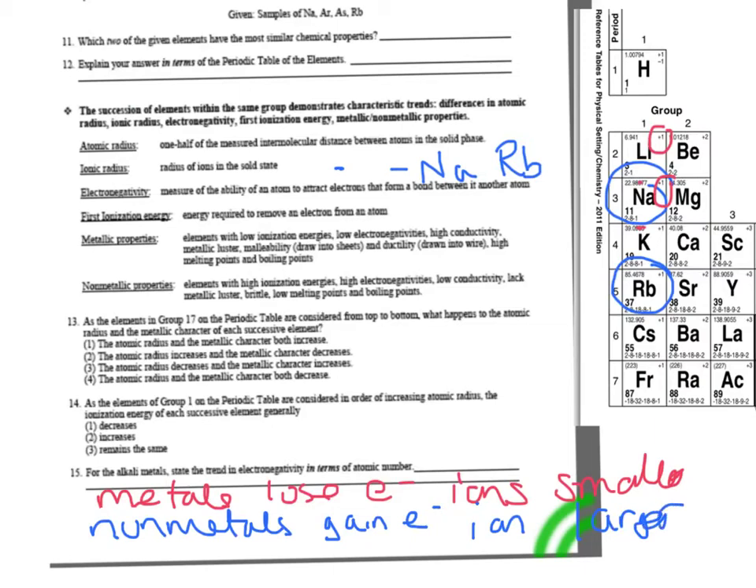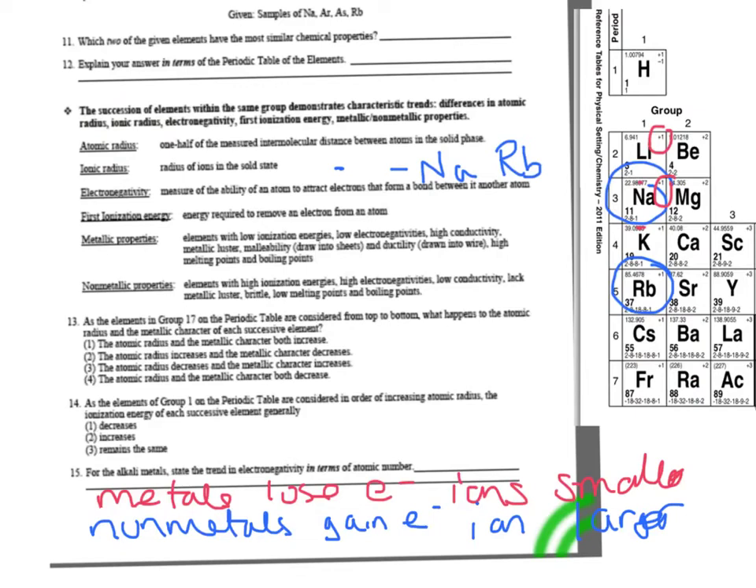Now, electronegativity is the measure of attraction for electrons in a bond. That is a value listed on reference table S. The first ionization energy is the amount of energy required to remove an electron from an atom, and then nonmetallic or metallic character refers to whether or not they tend to gain or lose electrons.